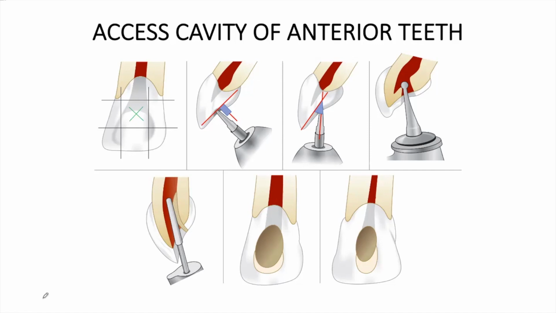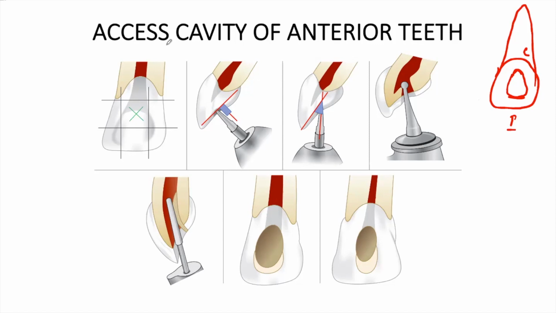Now coming to the access cavity preparation of different teeth. First, we'll be covering the access cavity preparation of anterior teeth. The access cavity preparation of central and lateral incisors is triangular in shape. For example, this is the central incisor, this is the incisal surface, this is the cervical surface. So, the access cavity is triangular in shape with rounded margins, where the base of the triangle is towards the incisal surface and the apex is towards the cervical surface.